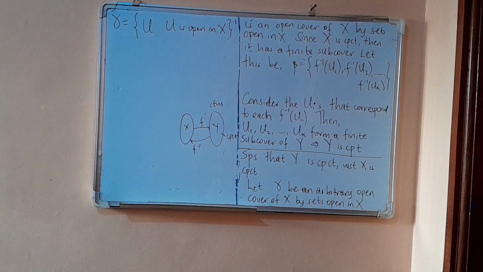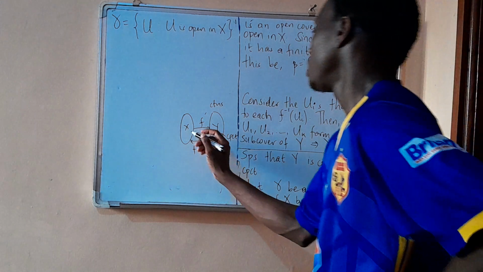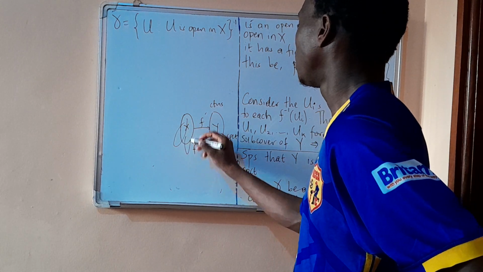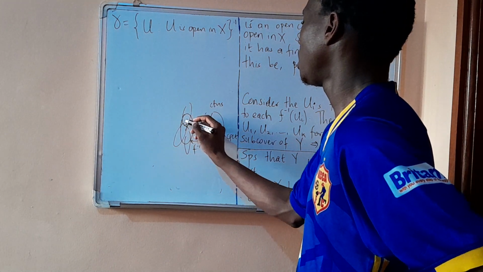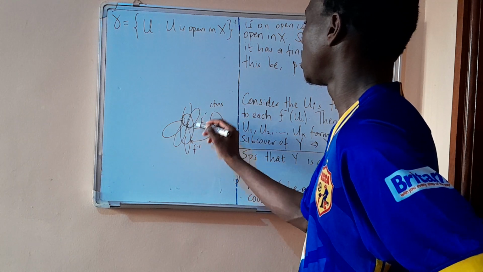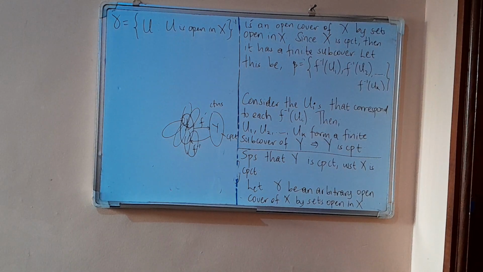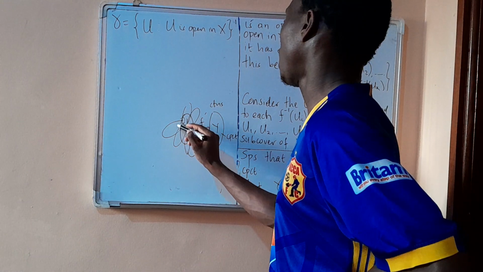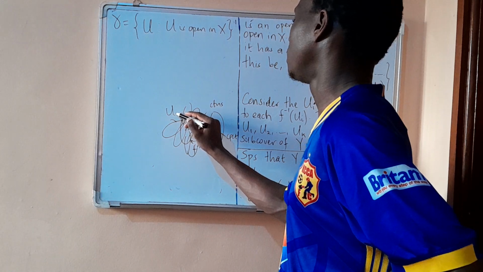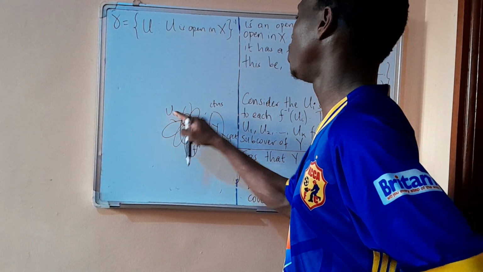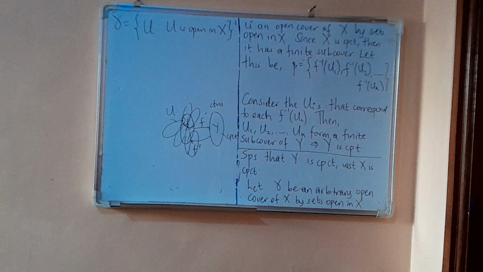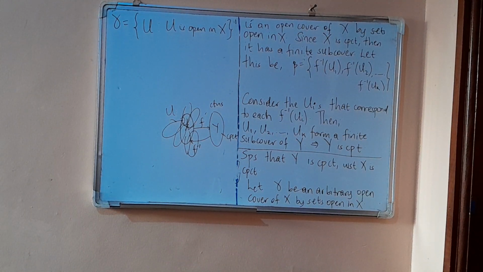So I have let gamma be an arbitrary open cover of X. So this X is being covered by sets which are open in X, the U's which are open in X. So what do we observe about those U's?